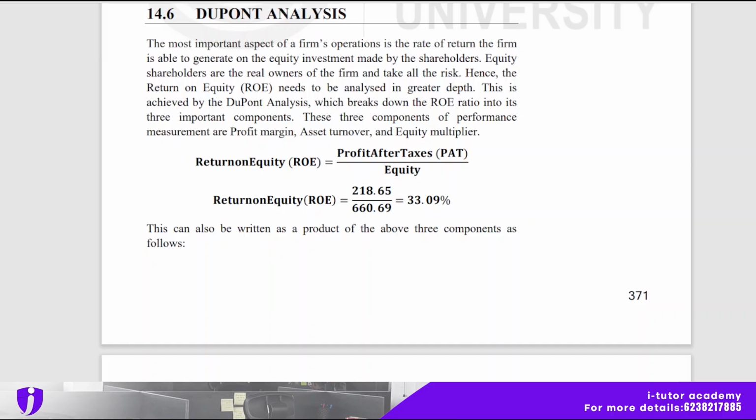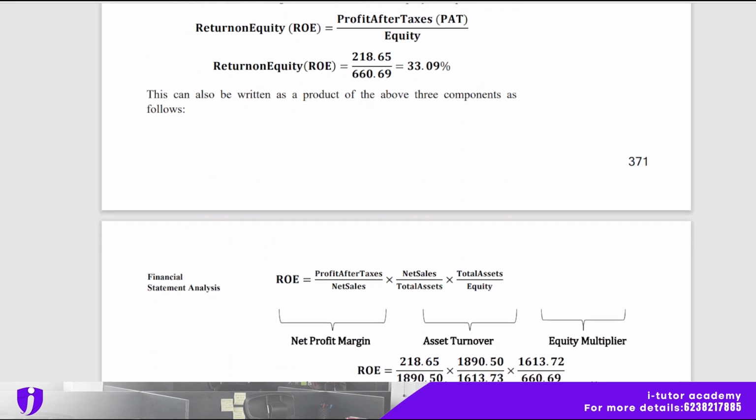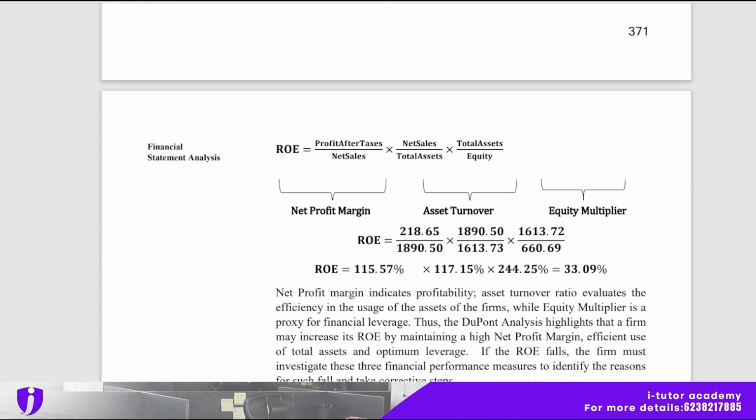This is achieved by the DuPont analysis, which breaks down the ROE ratio into its three important components. These three components of performance measurement are profit margin, asset turnover, and equity multiplier. Return on equity, ROE, is equal to profit after taxes, that is PAT, divided by equity. This is the equation of return on equity. And again, here is an equation. You just try to do this.